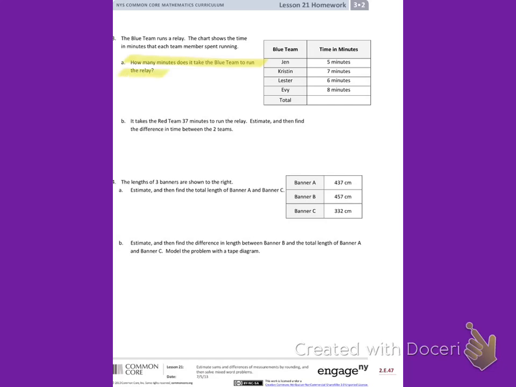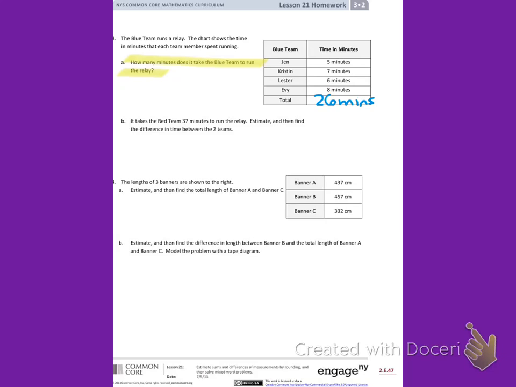Looking at the chart, I will use the number of minutes for each person added together to get the total number of minutes that the blue team spent running the relay. 5 and 7 is 12. 12 and 6 is 18. 18 and 8 is 26. I will write mins for the abbreviation for minutes.